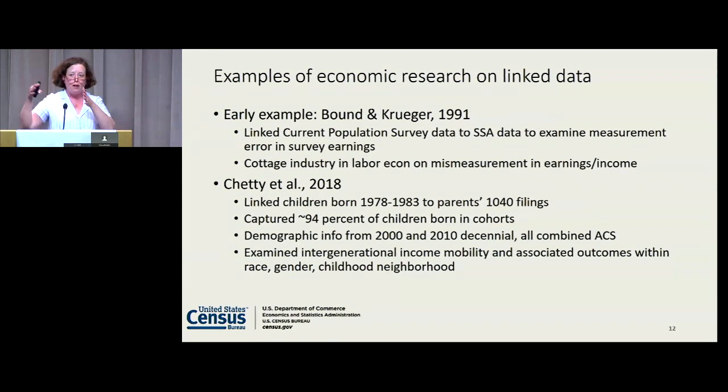So we were able to look at their income in fairly recent years, 2014, 2015, and we could look at their parents' income around 1994, 1995, and so on. And we were able to capture 94% of children who were born in those cohorts using these combined data.